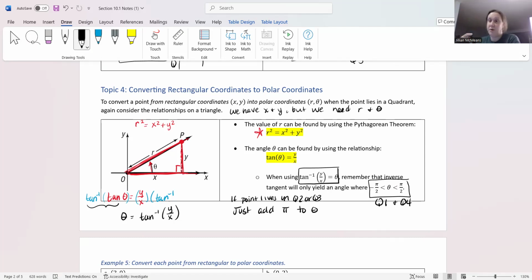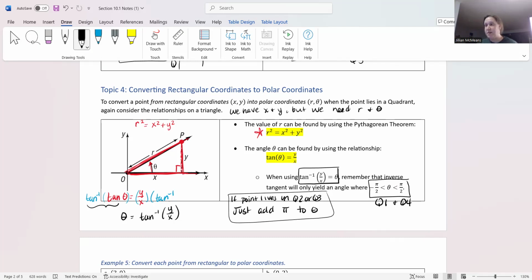Or quadrant 4. So if you're in quadrant 2, inverse tangent is going to spit out some angle in quadrant 4, just add pi. If you're in quadrant 3, inverse tan is going to spit out some angle in quadrant 1, just add pi. So that's all you have to do, add pi. Okay? And then we'll be careful if we have something in quadrant 4, I'll tell you about it when the time comes. Okay? So there you have it.